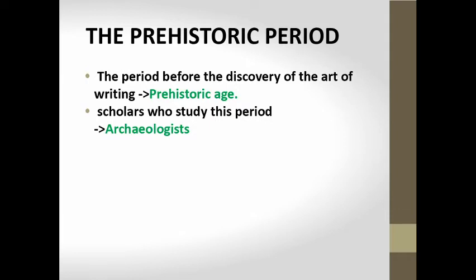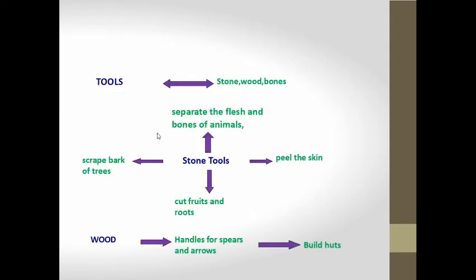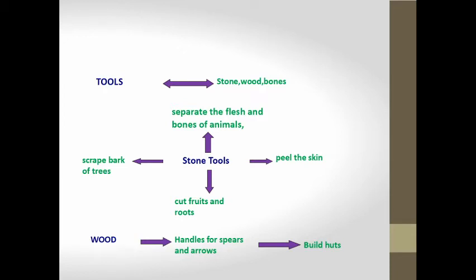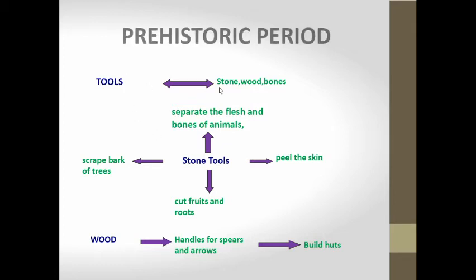We'll study more about this prehistoric period in the coming slides. What you have to note down before that is that man was a nomad and was engaged in hunting and food gathering, and these archaeologists discovered many tools. Now we will study the different tools. The tools were made of stone, wood, and bones.